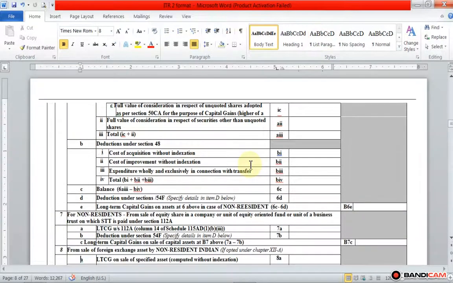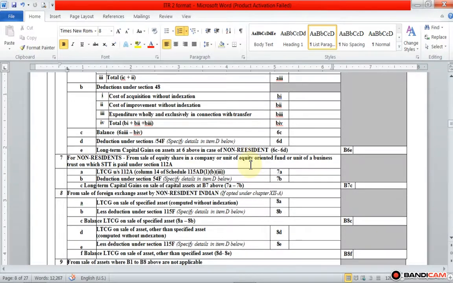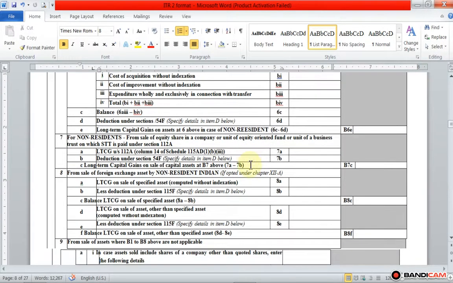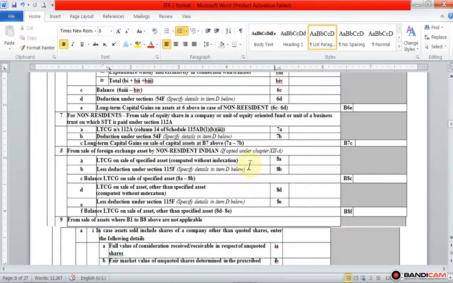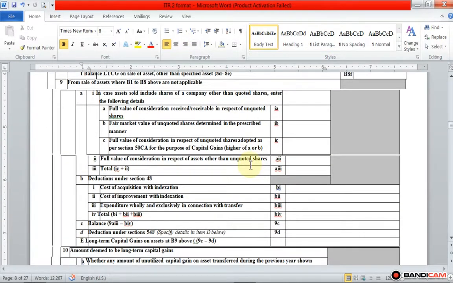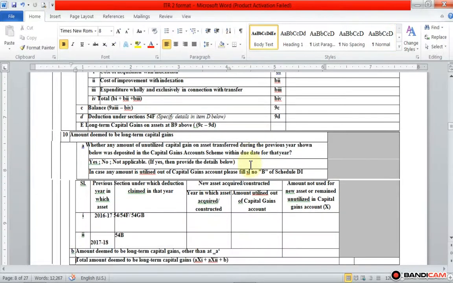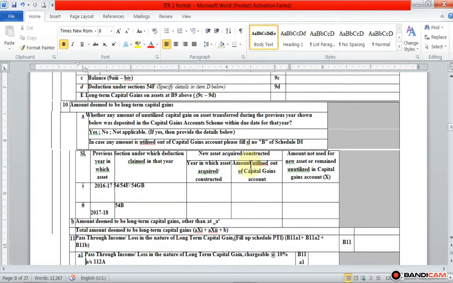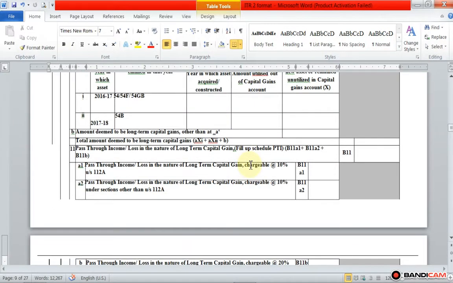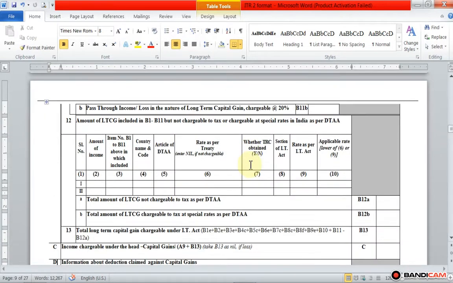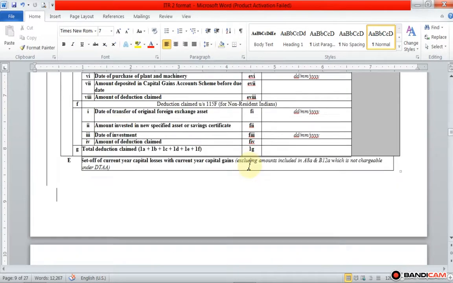Same deduction under section 48, balance deduction 54F, long-term capital gain. Okay, so here the computation is same, but here taken into consideration that the immovable property, and debenture bonds of the SEC. If SEC sold the debentures and bonds to the other person, then full consideration plus deduction, we get a long-term capital gain.